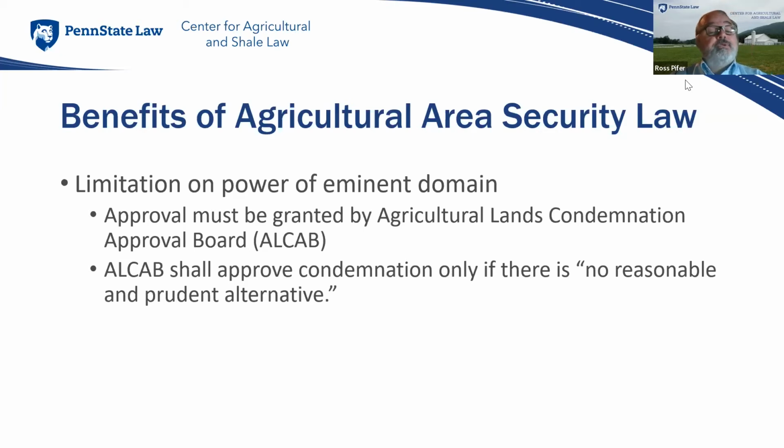So if there's a power line being proposed to go across land that's enrolled in an ag security area, then the government or the entity seeking to use eminent domain is going to have to show that there's no reasonable and prudent alternative in order to utilize eminent domain on that land. Okay, so that's the second benefit.